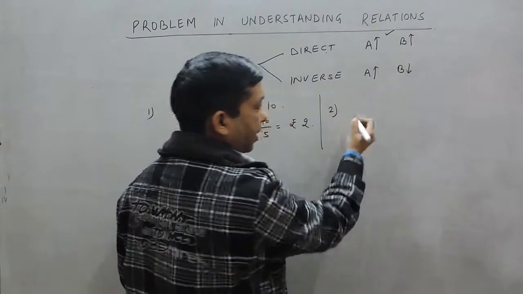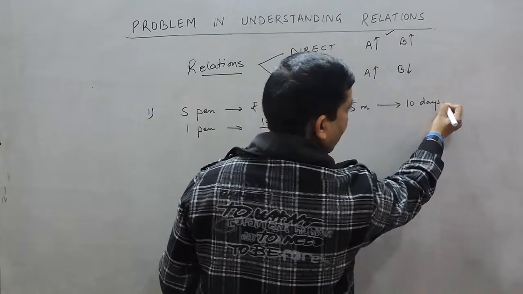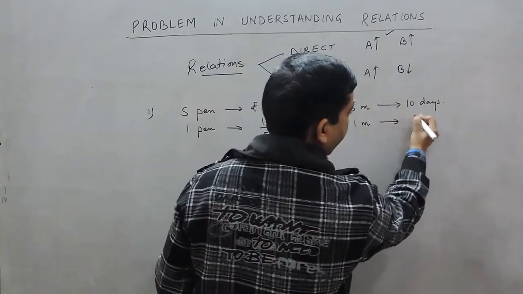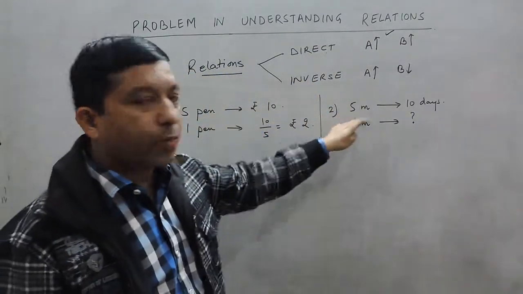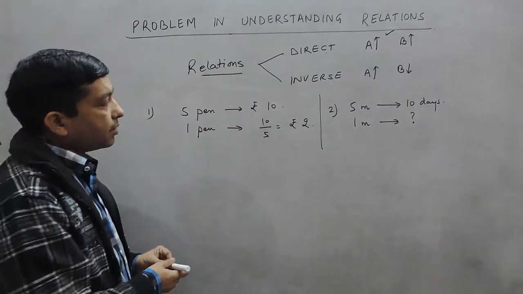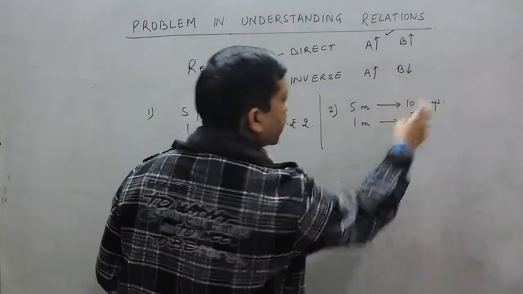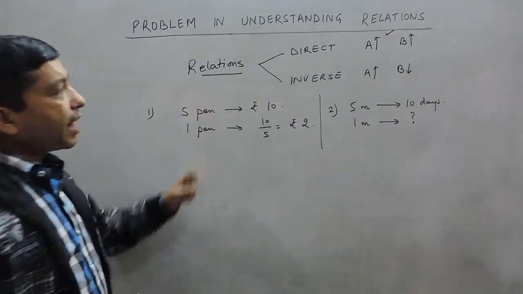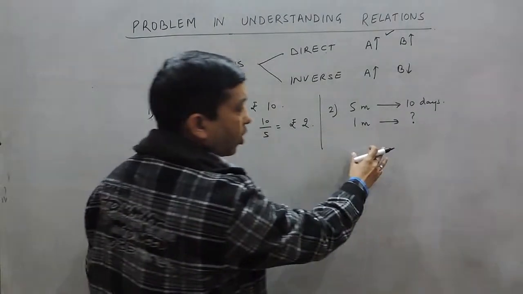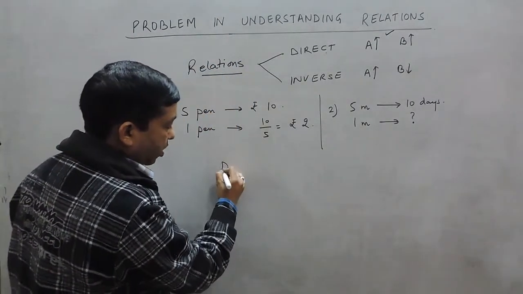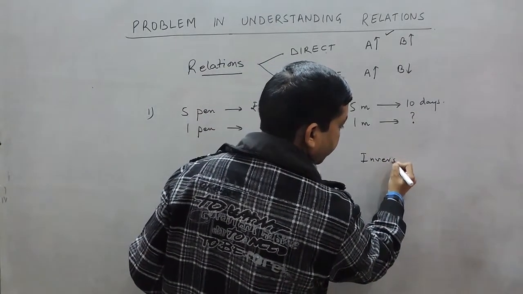Suppose we take another example: 5 men can complete a work in 10 days. So, in how many days will 1 man complete it? If you look at the questions, both look to be the same. A class 3 student is not able to understand how this question is different from the other. But if we understand what the direct relationship is and what the inverse relationship is, we are able to identify that this question is a question of direct relationship and this question is a question of inverse relationship.